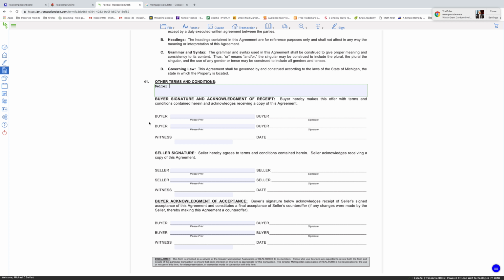Usually this is on a separate addendum, but this is where you're going to write in your concessions, your special things like seller shall pay for home inspection, or seller shall pay for home warranty. Seller shall give a credit. So seller shall provide buyer with concessions up to $5,000.